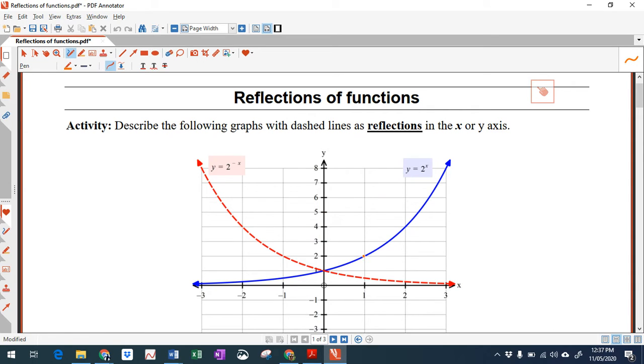So this point here is reflected in the y-axis over here. Okay, and this point here is reflected in the y-axis over here. You can see they're the same distance, 2 units from the y-axis here and 2 units from the y-axis here. This is 1 unit, and this point here is 1 unit as well. Coming up here, this point here is reflected in the y-axis over here. So you can see here 1, 2, 3 units from the y-axis and 1, 2, 3 units from the y-axis here.